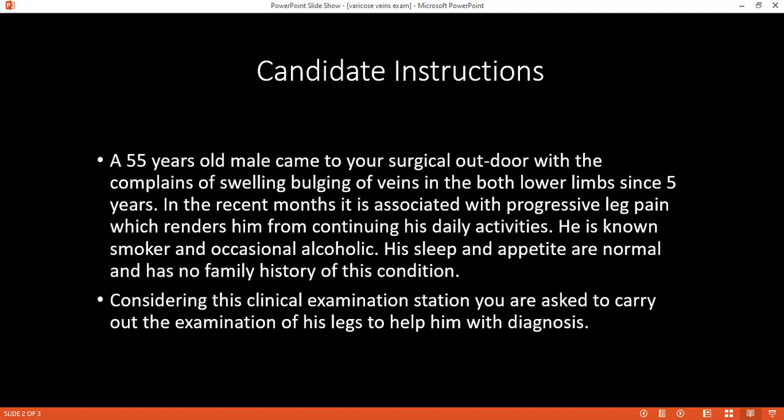Okay, can you tell me, if there was a female patient with varicose veins and she was using oral contraceptive pills, what would have been your advice for that patient? Yeah, my advice is, I'll come back to the question, ma'am. Okay, I'll come back to the question.